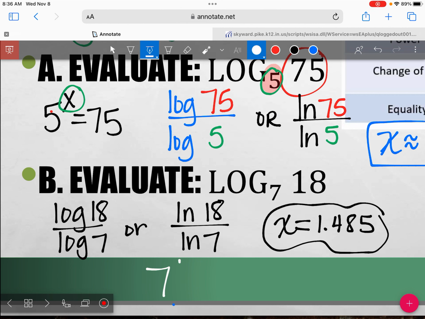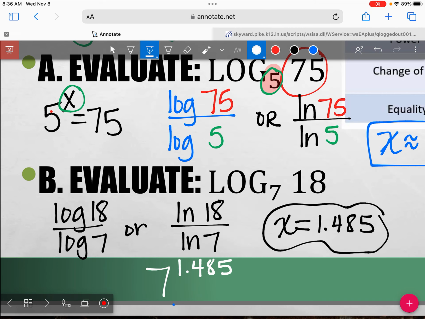So if you type in your calculator 7 to the power of 1.485, go ahead and test that. You should get something really close to 18. It's not going to hit exactly, but we should get close. So 7 to the power of 1.485 is 17.989 or 988. So really, really close, but not exactly that. Okay? All right, so those are our properties.